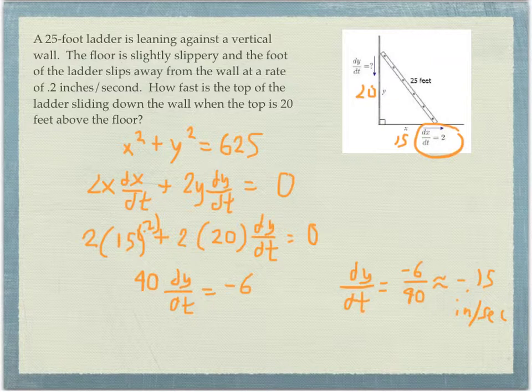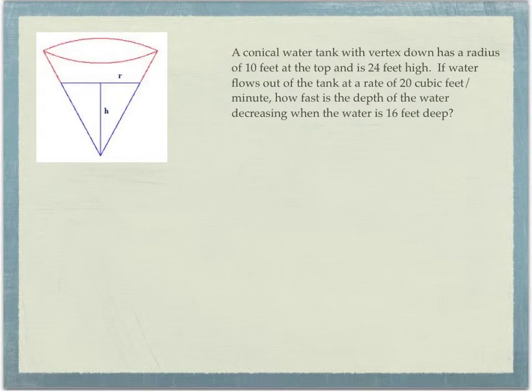Alright, and the last one that we'll see here involves the famous tank problems. So a conical water tank means in the shape of a cone, vertex down, radius of 10 feet at the top, 24 feet high. If water flows out of the tank at a rate of 20 cubic feet per minute, how fast is the depth of the water decreasing when the water is 16 feet deep?